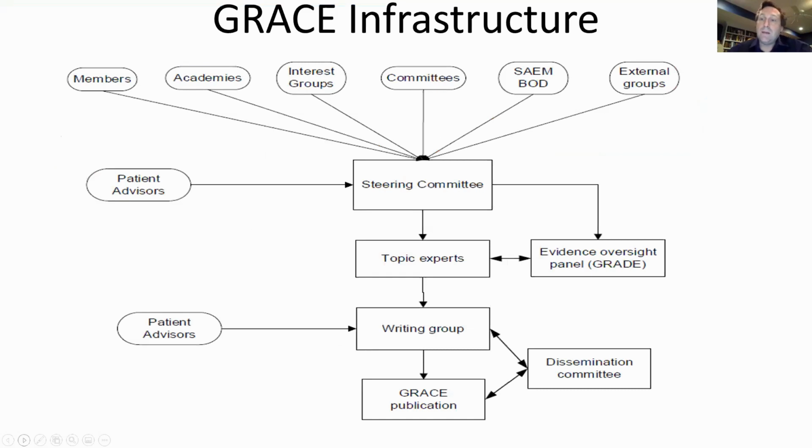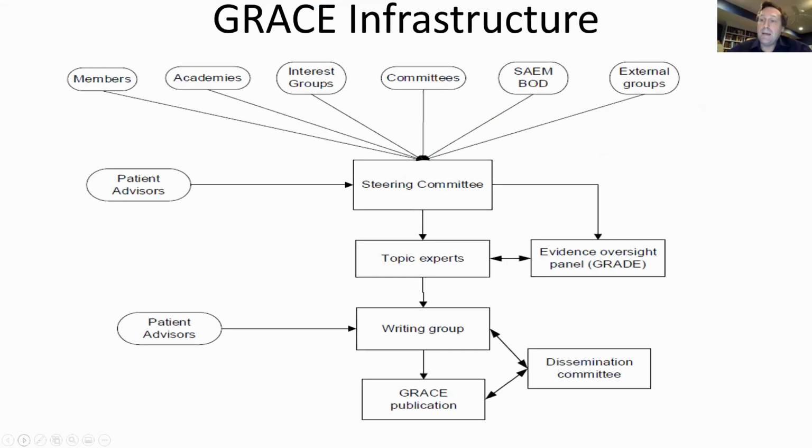The Society for Academic Emergency Medicine has over 7,000 members. We want to encompass all of that membership as we form these GRACE guidelines, picking topics and questions of premier interest to our society. That includes all of our members, our academies, our interest groups, committees, the board of directors, and external groups when appropriate.